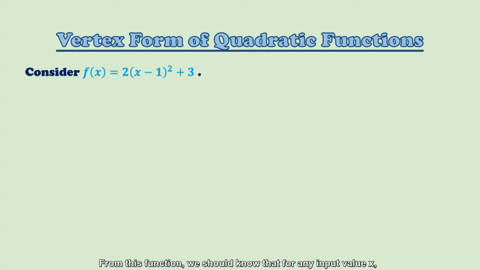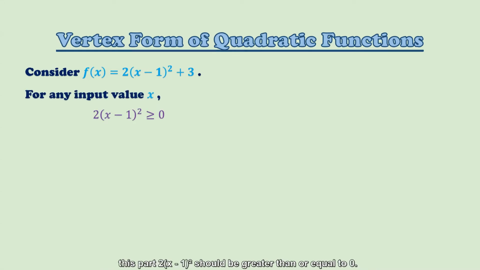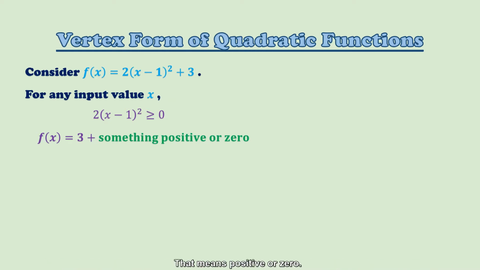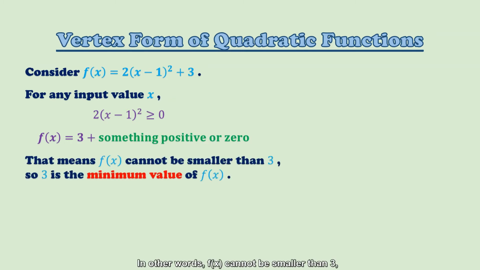From this function, we should know that for any input value x, this part, 2 times (x minus 1) squared, should be greater than or equal to 0. We can conclude this because any number after squaring will not be negative. That means f(x) is actually 3 plus something which is non-negative, that means positive or 0. In other words, f(x) cannot be smaller than 3, or we should say that f(x) is at least 3. Therefore, we can conclude that 3 is the minimum value of f(x).